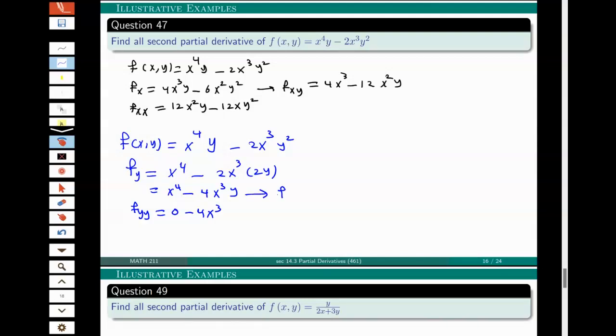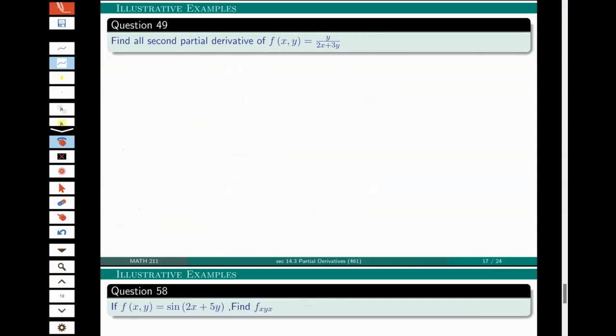If I differentiate here y with respect to x, I will get 4x cubed minus 12x squared y, which is the same as that one. So f of yx equals f of xy in all continuous functions.